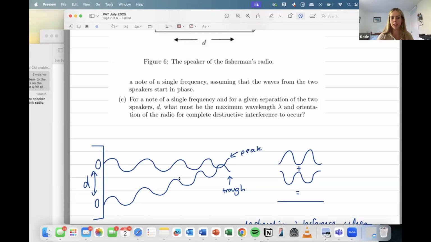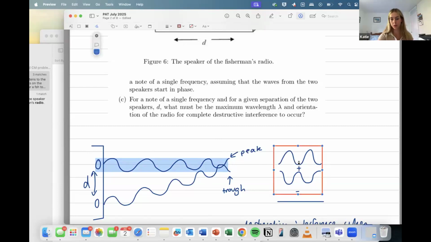But since one is traveling a slightly further distance than the other to reach this point, it doesn't matter where you've drawn your point, as long as it is a point where you get destructive interference. Then you can see that this point here corresponds to this point of this wave. And then the bottom wave has to travel a little bit extra in order to reach this point, which is where we're measuring. And then here is just what that situation is at that point.